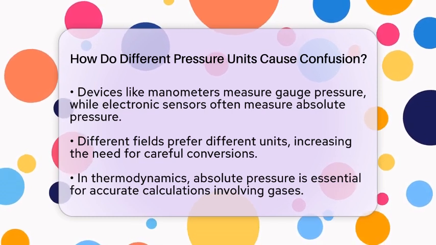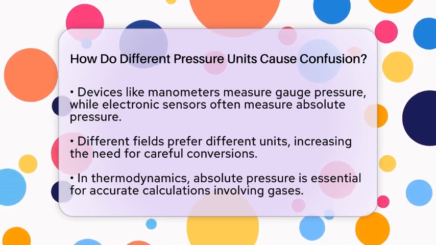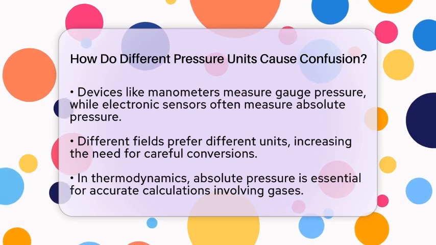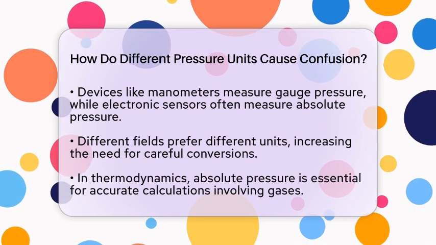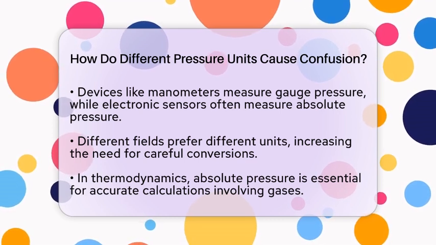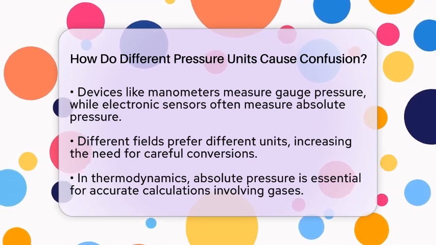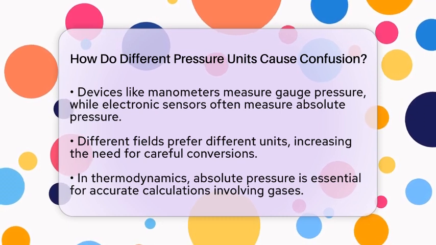Plus, in real-world applications, different fields prefer different units. Engineers might use pounds per square inch, scientists often prefer pascals, and meteorologists might work with bars or atmospheres. This mix makes it necessary to be very careful with conversions and understanding what each measurement really means.